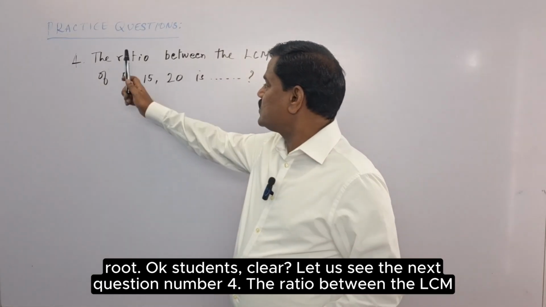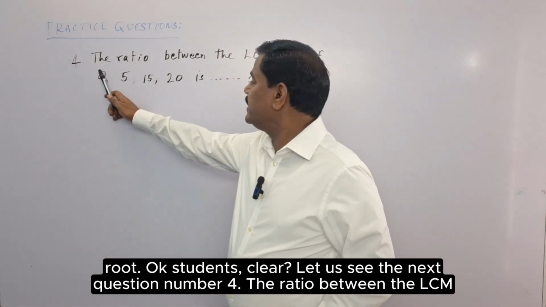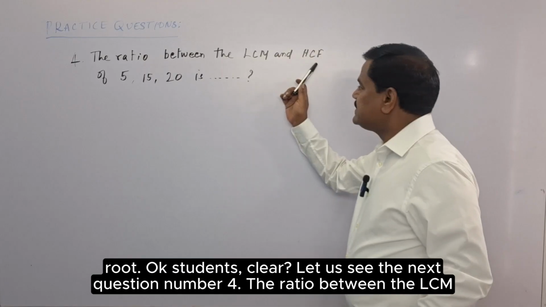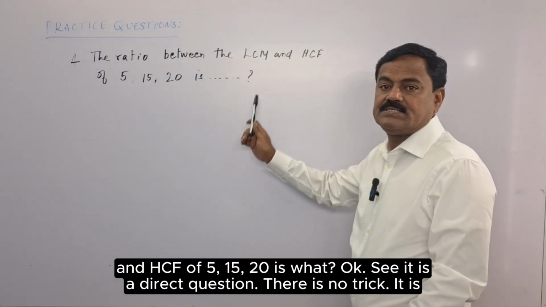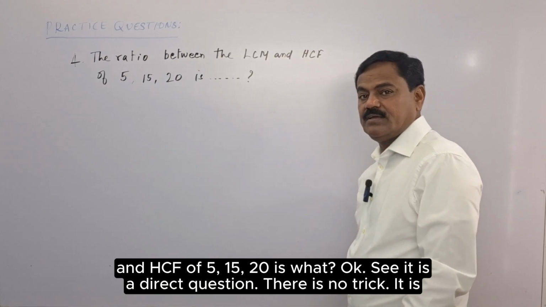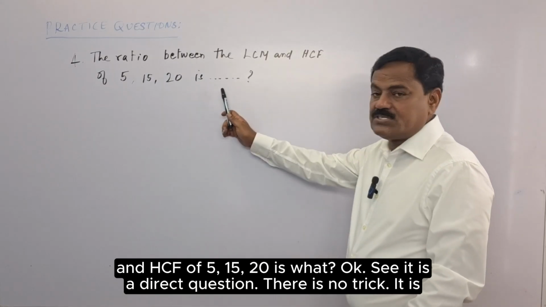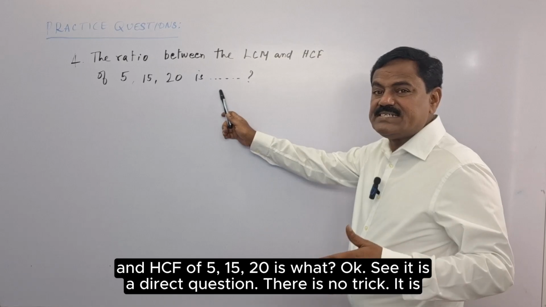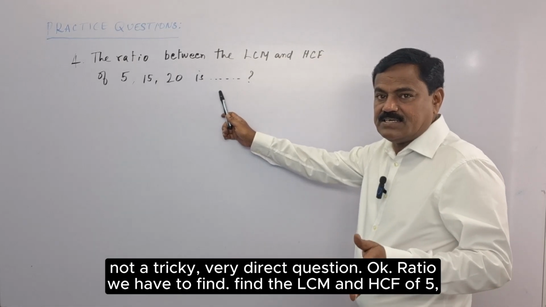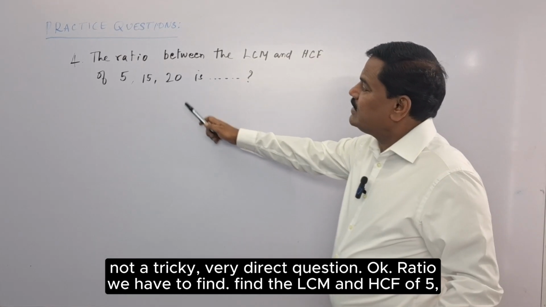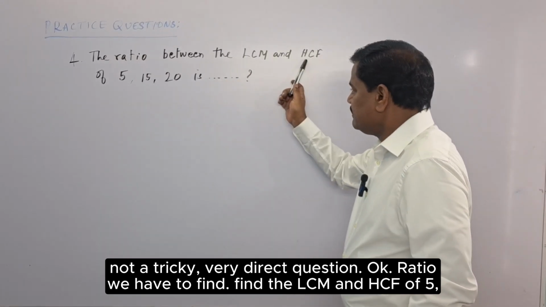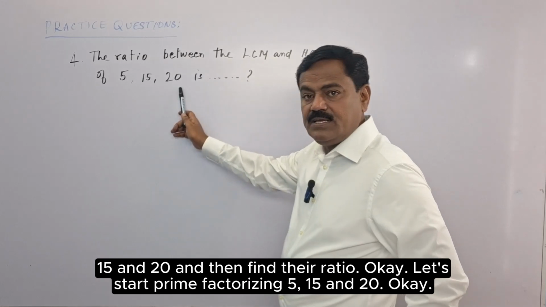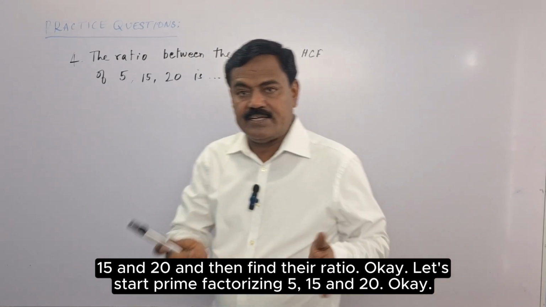Let's see the next question, number 4. Okay, the ratio between the LCM and HCF of 5, 15, 20 is what? Okay, see, it's a direct question. There's no trick. It's not a tricky, very direct question. Okay, ratio we have to find the LCM and HCF of 5, 15 and 20 and then find their ratio.